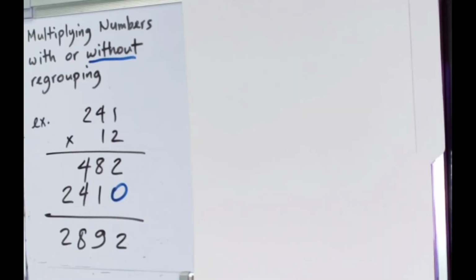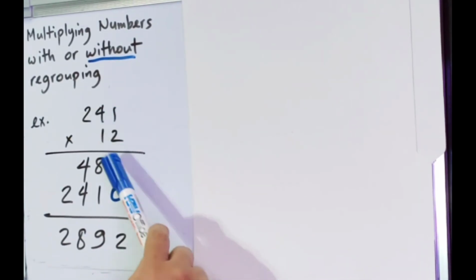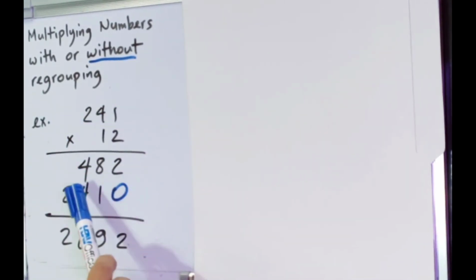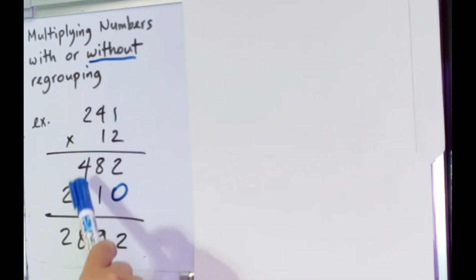Next, we multiply a 3-digit number by a 2-digit number. Still, there's no regrouping involved. So consider the example 241 and 12. We multiply these two numbers. So we do the standard way. We multiply 2 times 1, 2 times 4, 2 times 2. So we get 482. Then again, 1 times 1, that's 1. 1 times 4, 4. 1 times 2, 2.